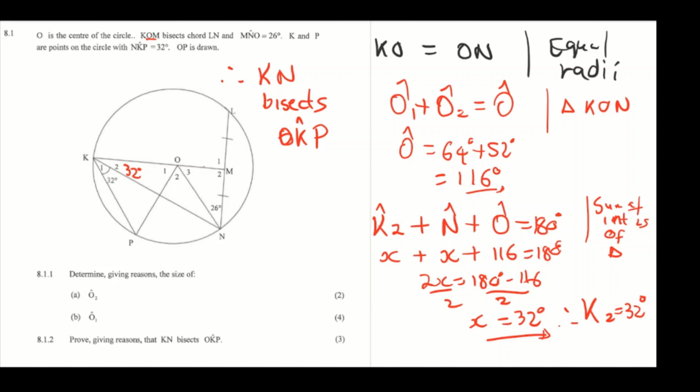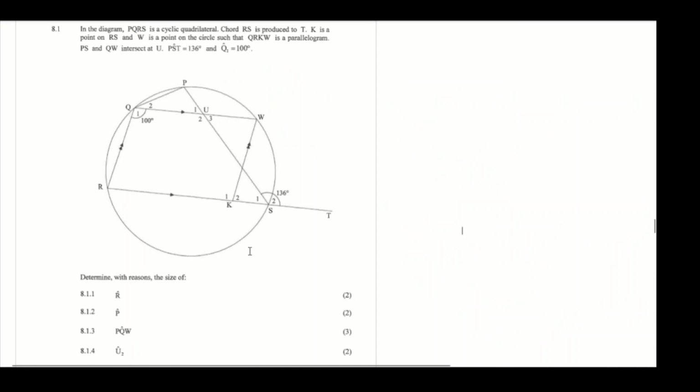Now I'm just going to be giving you problems which are similar to these. Please do try out these problems here. As you can see, you're given this diagram with angles and you're asked to find other angles. Let me know the angles that you found for 8.1.1, 8.1.2, 8.1.3, and 8.1.4. If you want to know which paper I used here, it's the 2019 November paper. I will leave the link in the description of this video.